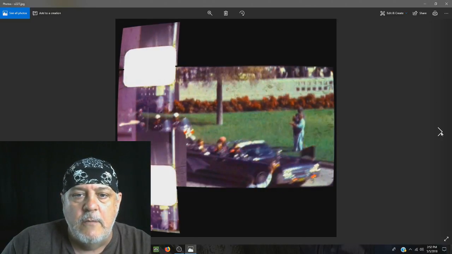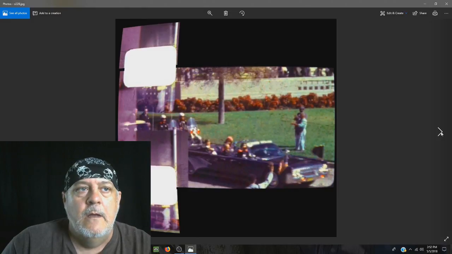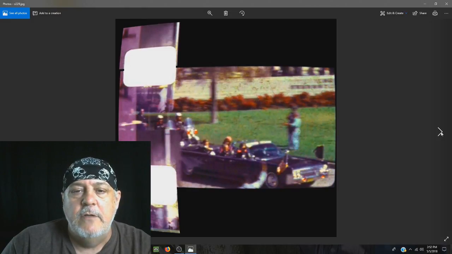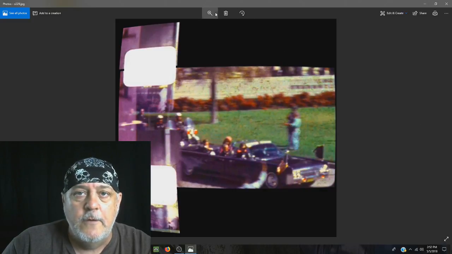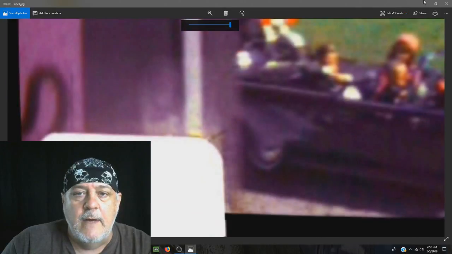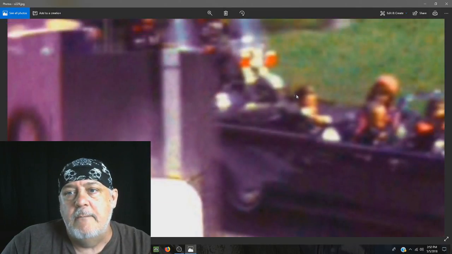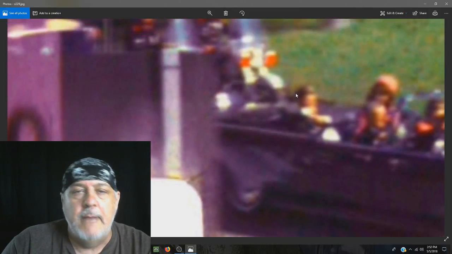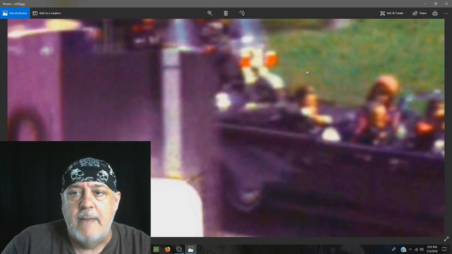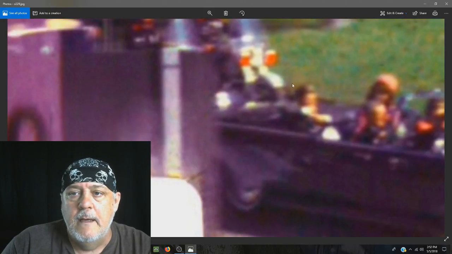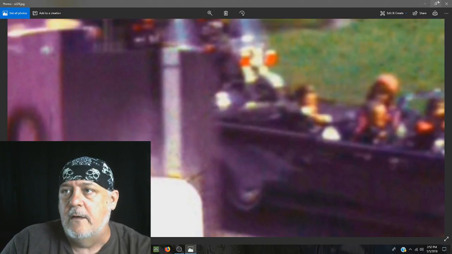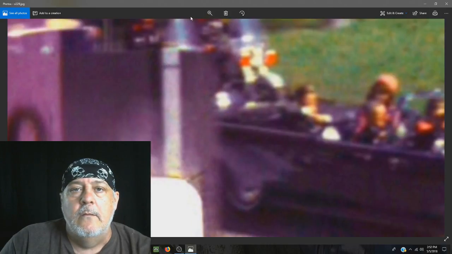But I'm going to point out right here: this is frame 228, then frame 229. A bullet does strike JFK in the back of the head at this point, in frame 229 of the Zapruder film, as you see right here. We can see the impact of the bullet entering the back of JFK's head and blood spatter coming out from where that bullet made impact.